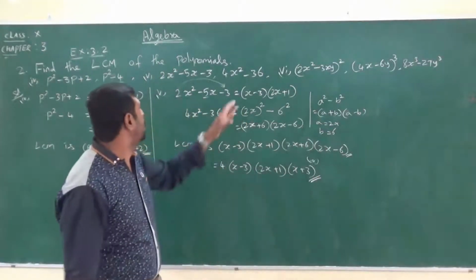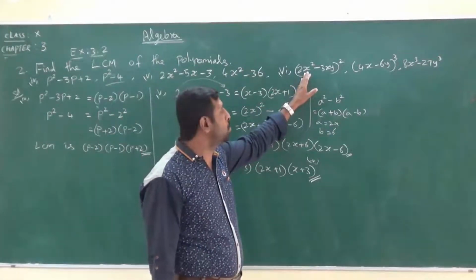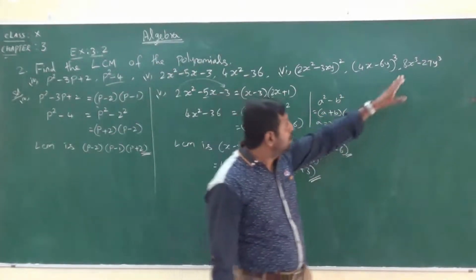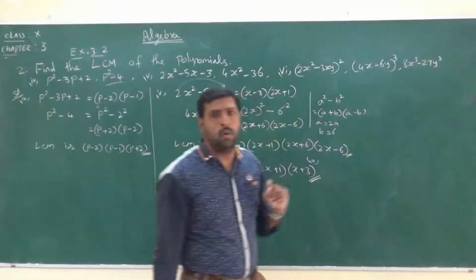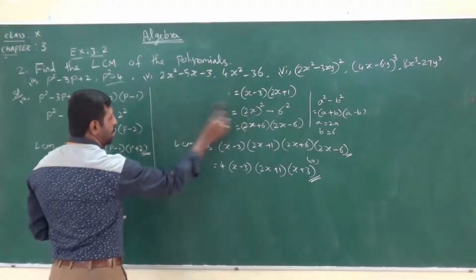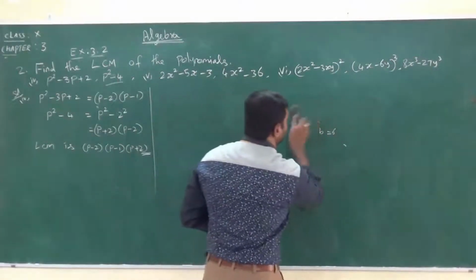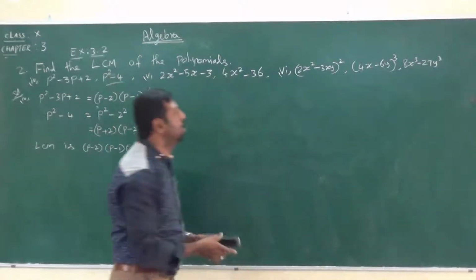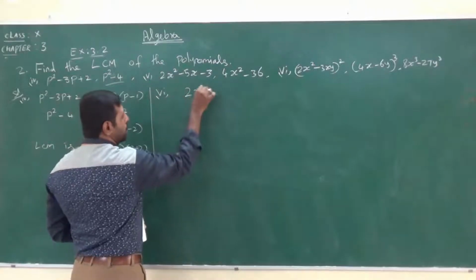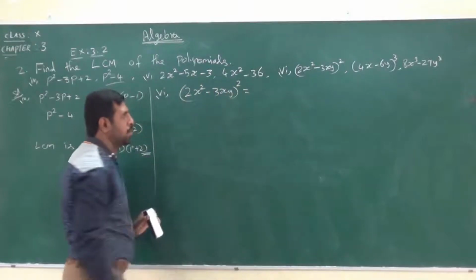Next we go to problem number 6. Problem number 6 is given as 2x square minus 3xy whole square, and then 4x minus 6y whole cube, and then 8x cube minus 27y cube is given. Right? I clear this to read the next question. The sixth problem: the given term is 2x square minus 3xy whole square. Let me check it one by one.